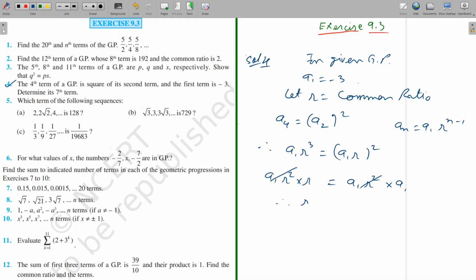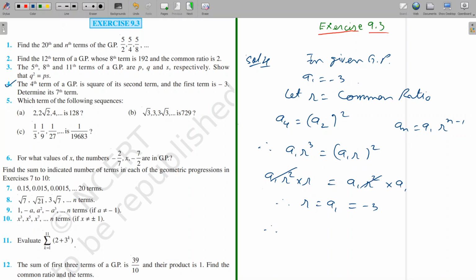Therefore r equal to a1, but r is given to us, a1 is given to us, so this implies r equal to minus 3. So we have obtained the value of r, we have the value of a1, so it is very simple for us to find the value of the seventh term.